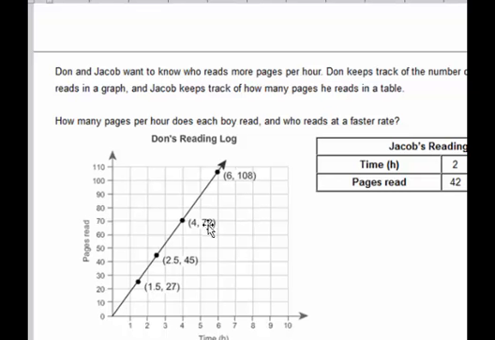So all this, if you take the y and divide it by the x, will give you the rate or the slope of the line. So it would be 18 pages per hour. So for every hour, he goes up 18 pages. So for Jacob here, we take the pages he read and divide it by how much time he read. So we can take 42 and divide it by 2, and that gets 21. So Don reads 18 pages per hour, whereas Jacob reads 21. So Jacob has the faster rate.